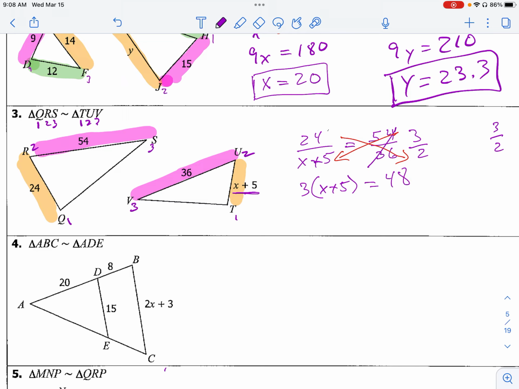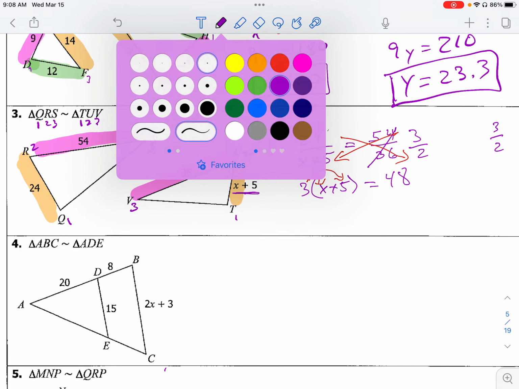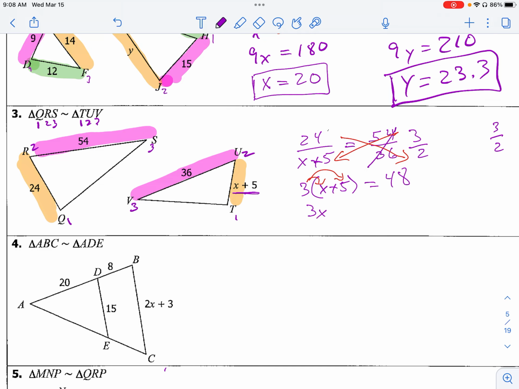And I didn't do anything magical. I just plugged it in. So now we got to distribute our 3. So we get 3x plus 15 equals 48.